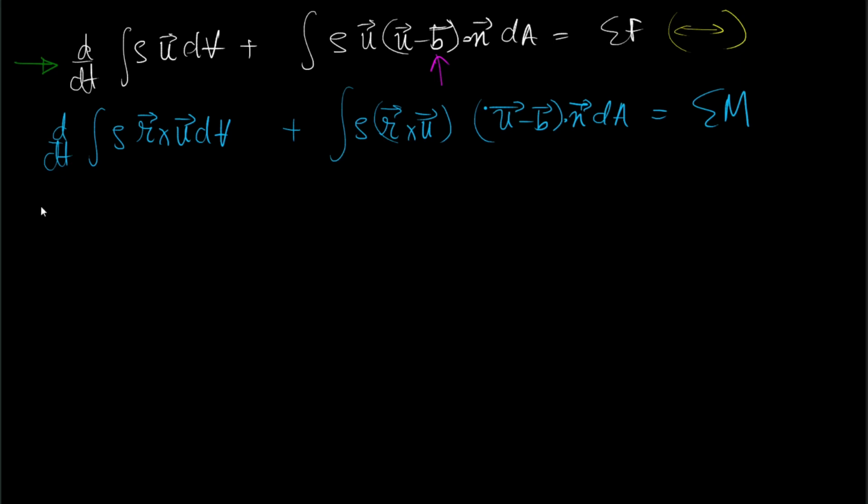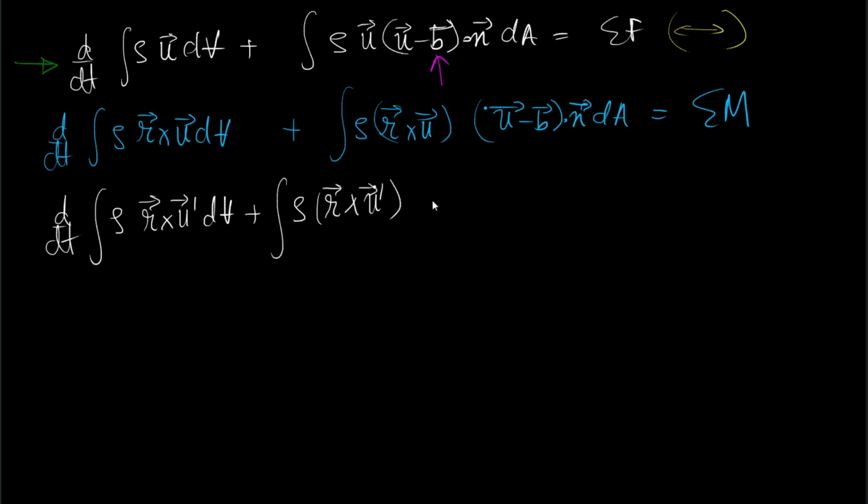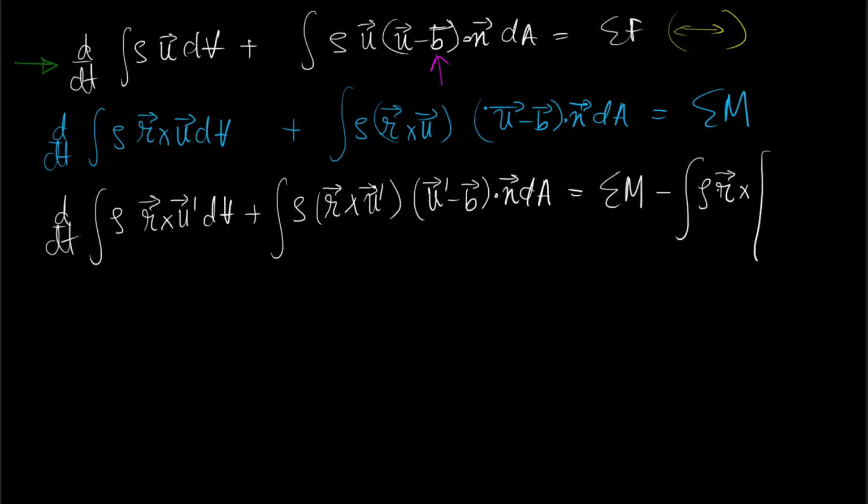Moreover, if we select a control volume which is rotating together with the frame of reference, then what do we have? We will have d/dt of integral rho r cross u prime dV plus integral rho r cross (u prime minus b) dot n dA, and this will be the summation of all the moments minus the moments of the pseudo forces. So rho r cross all the different terms dV.